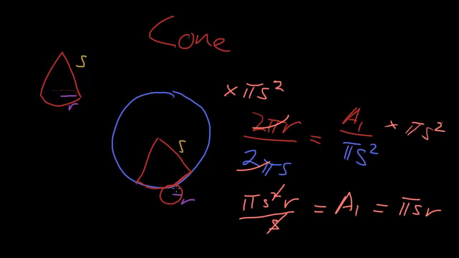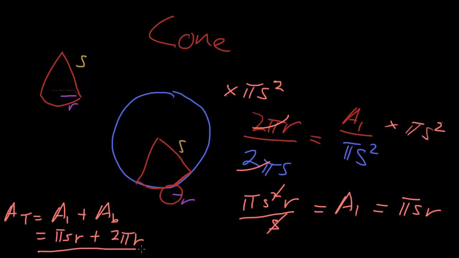Okay, and don't forget, again, we need the surface area for this one. So the total area, AT, equals the lateral area plus the area of the base, which is pi s r plus 2 pi r. All right? So that's it for cones. The formula to get that is here.